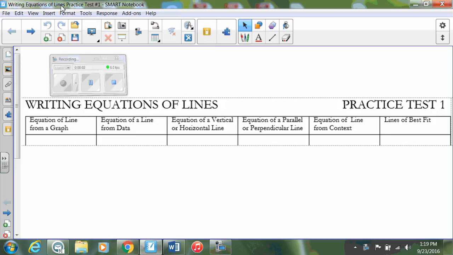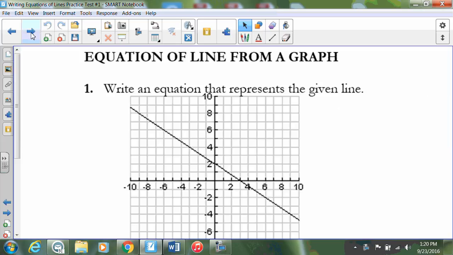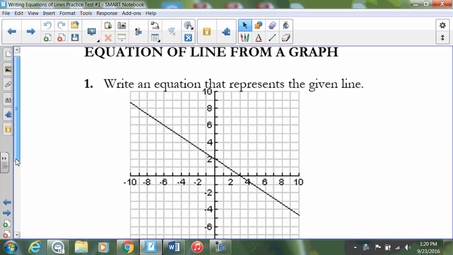Okay, here we go. We're going to be doing the writing equations of lines practice test. And as you can see, there are 6 categories in this practice test, just like there will be on the test. So I'm going to run through this pretty quickly because this is old stuff and we're pretty good at it by now.